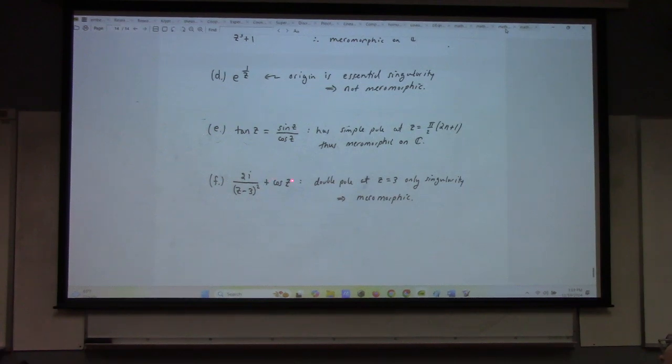So these singularities bunch up around infinity is the way we look at it. This one, it's got a double pole at 3. That's the only singularity, so it's meromorphic. All right.